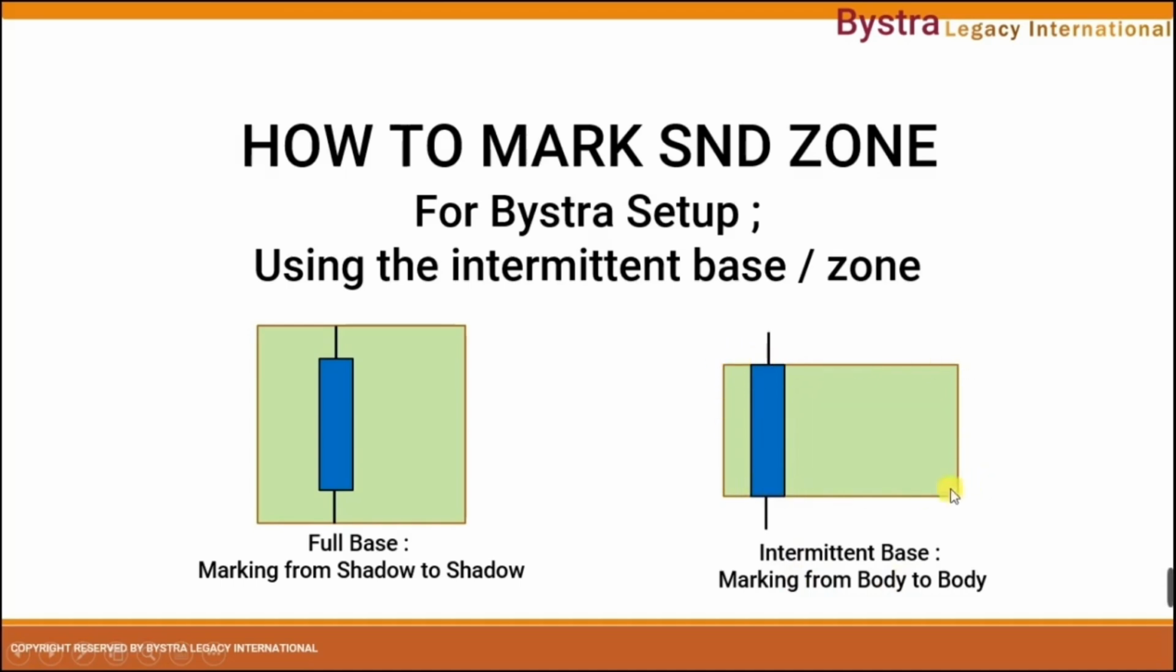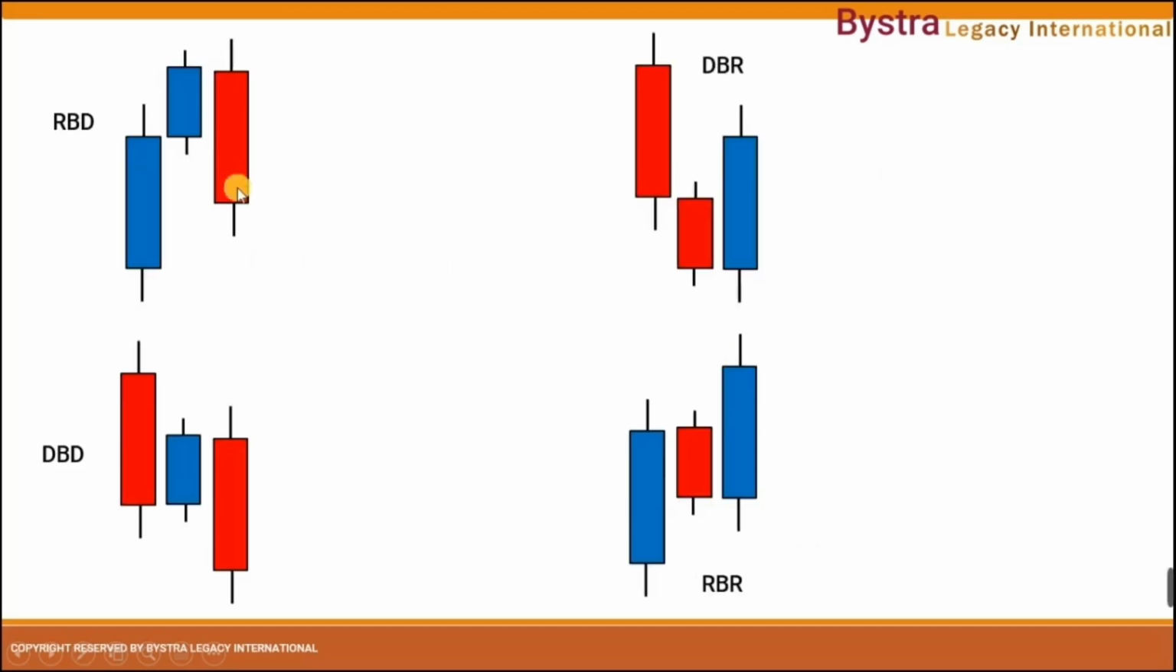Here there are 4 types of supply and demand. So the rally base drop, which category does this fall under? Under the supply and reversal category. So how do we mark the base for this? We mark here. Okay, this base, only the body. So price comes in, reacts to this base and continues on the downtrend.